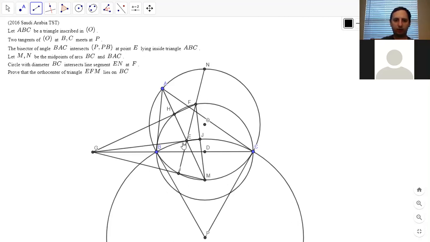Okay, so now it's looking a little more promising, because if we can show FHEJ is cyclic and EJIM is cyclic, maybe that would be a step forward.